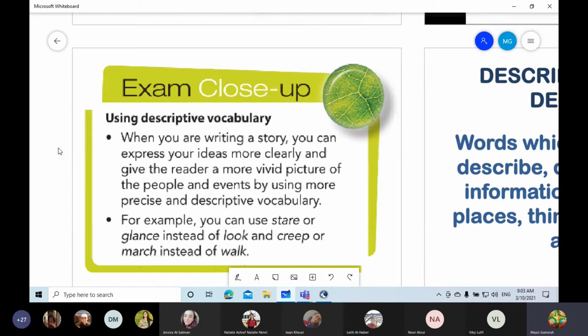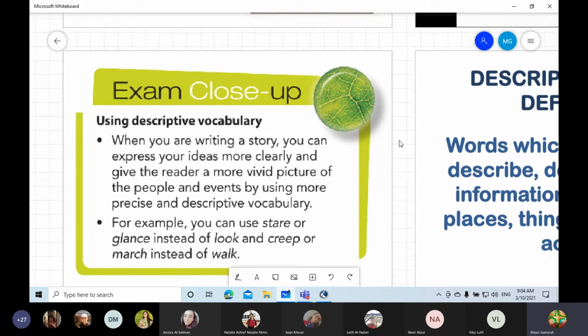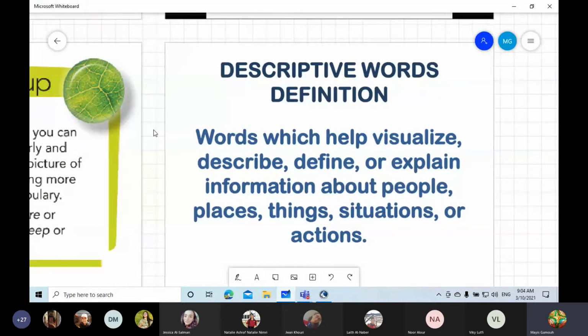All right, let's go back to that slide one more time to explain it. Using descriptive vocabulary: if I say descriptive, it means that I have to give an explanation. I have to go deeper in my vocabulary in order to enrich my story, to be a good story or an excellent story. So what do I use in my vocabulary? I use descriptive vocabulary. Okay, before explaining this, let's go to the meaning of the descriptive words.